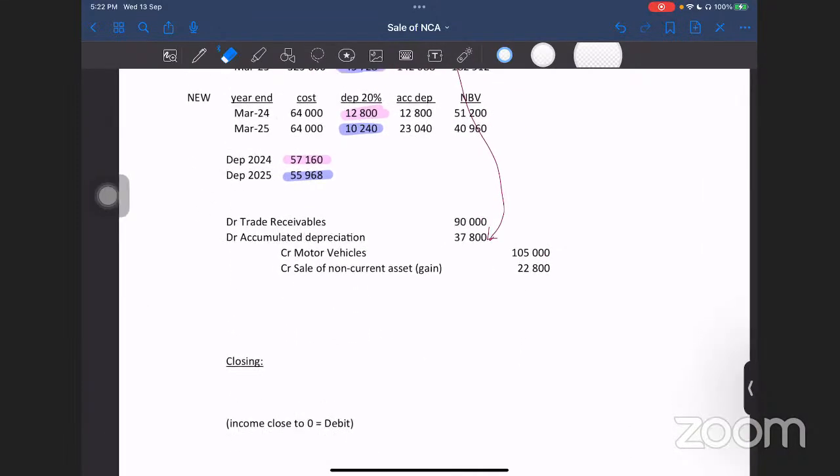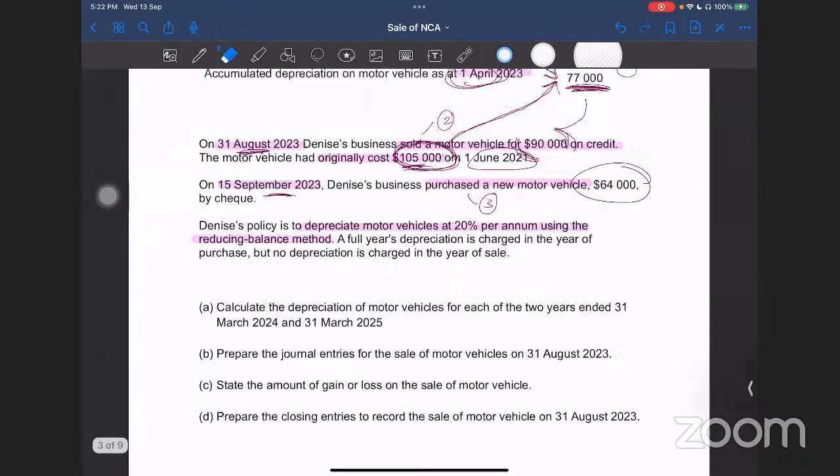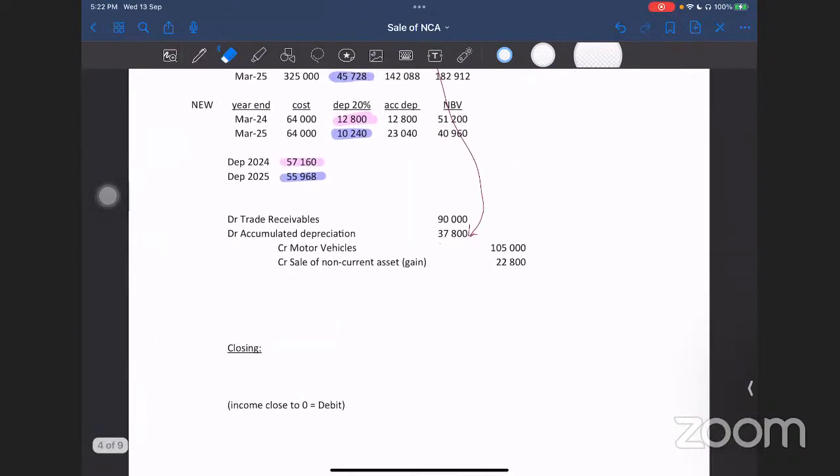Okay, and then here I am asking for the amount of gain or loss. I think it's very straightforward, right? Already given. So this is a gain of 22,800.